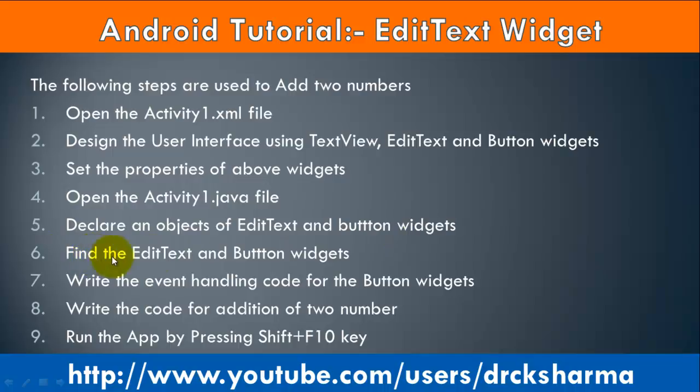Step 6. Find the edit text and button control. Step 7. Write the event handling code for the button control. Step 8. Write the code for addition of two numbers. Step 9. Run the app by pressing Shift plus F10 key. Let's start.